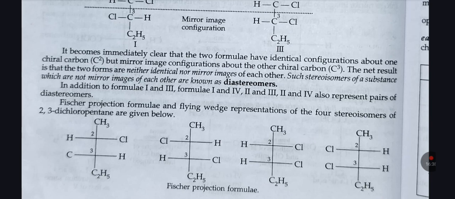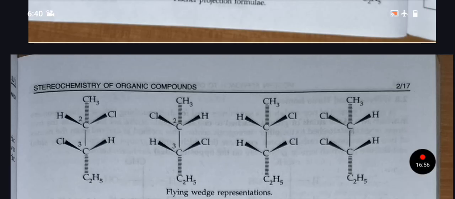Fischer projection formula and flywheel representation of the four stereoisomers of 2,3-dichloropentane are given below. Fischer projection formula is given here. This figure shows the flywheel representation.